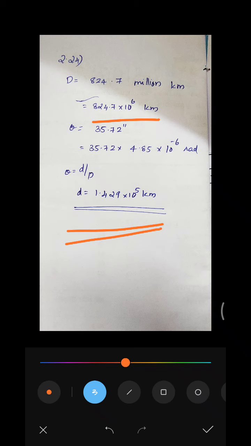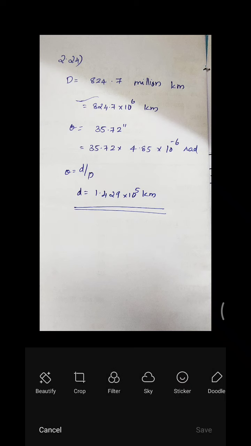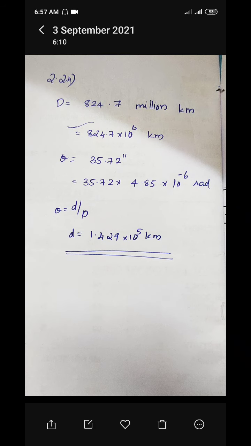So is this much clear? So we can wind up this section here. Okay. So you just go through the textbook and check the answers once again. And you should also write these question answers in your notebook.